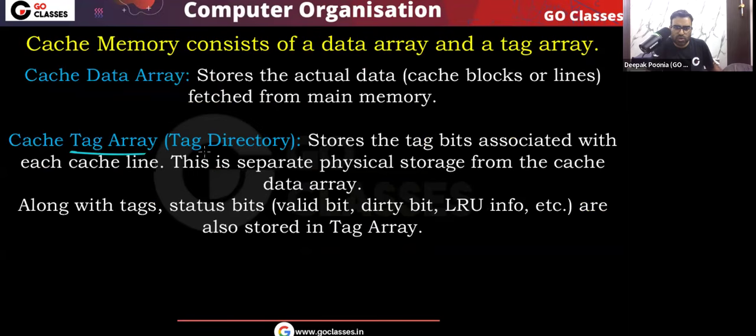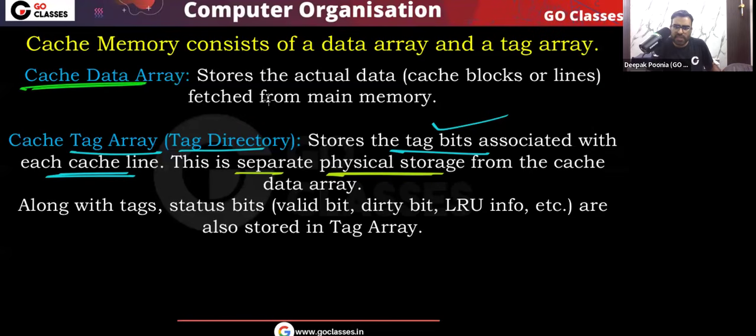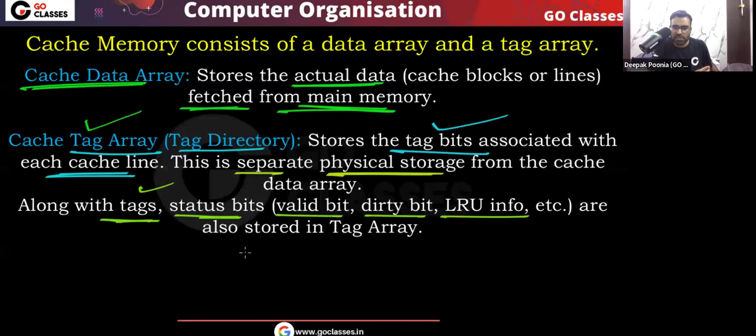This tag array is also called the tag directory, and in this tag directory we store the tag bits associated with each cache line. Remember, this is a separate physical storage from the cache data array. In the cache data array we store the actual blocks that we fetch from the main memory. But in the tag directory, we store the extra data, the metadata: the tags, and status bits like valid bit, dirty bit, LRU information, like that.